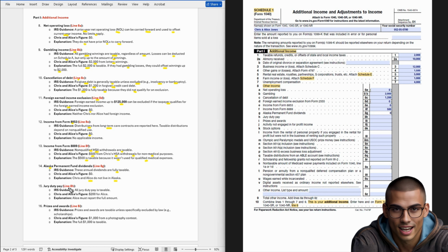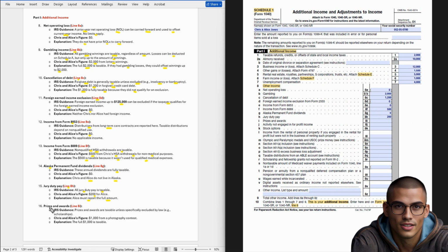Next, on line 8H, we have jury duty pay, and all jury duty pay is taxable. So you go in, you do your jury duty, you waste your time there, and then you have to pay taxes on what they give you. So $200 for Alice. Alice must report the full amount on her taxes. So on line 8H, we are going to report the $200 that Alice got for jury duty.